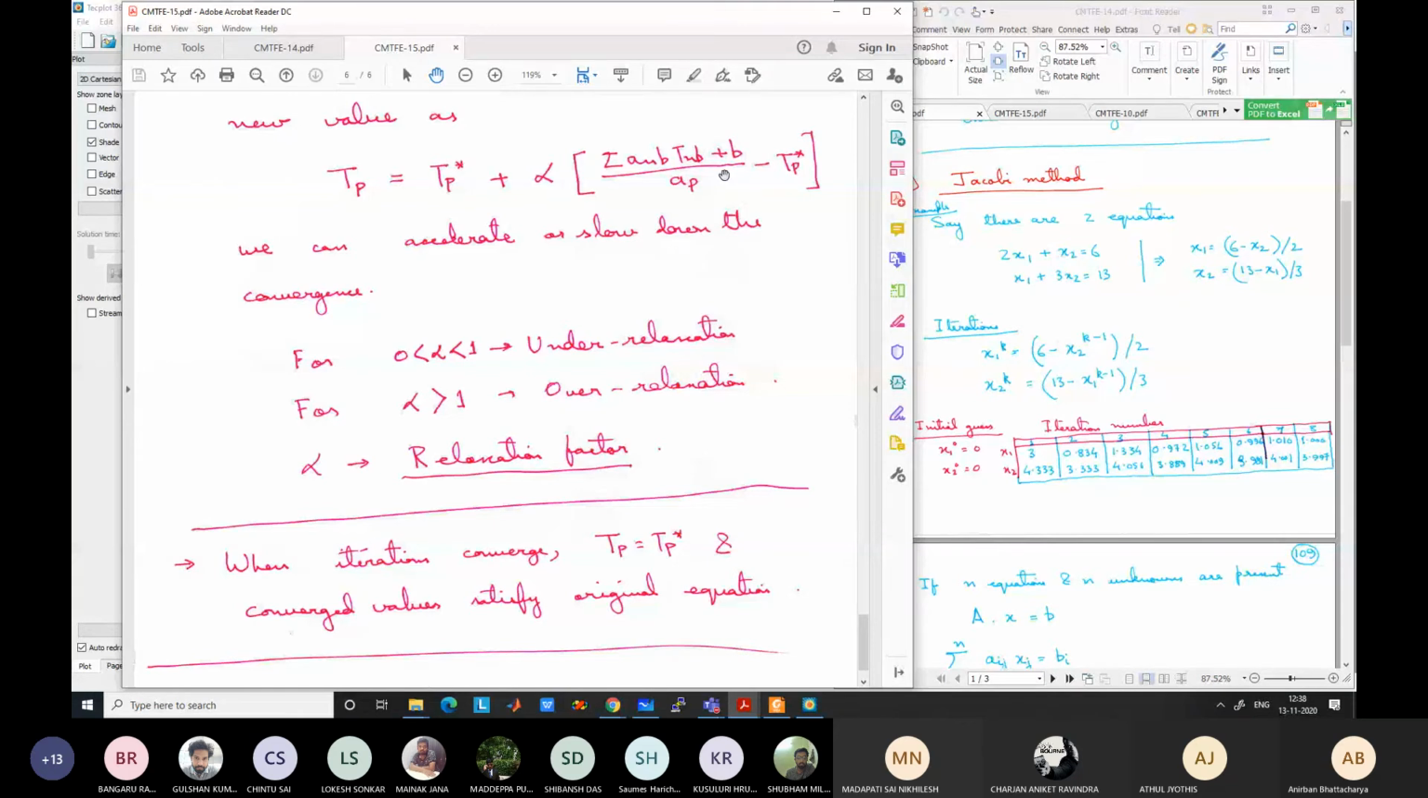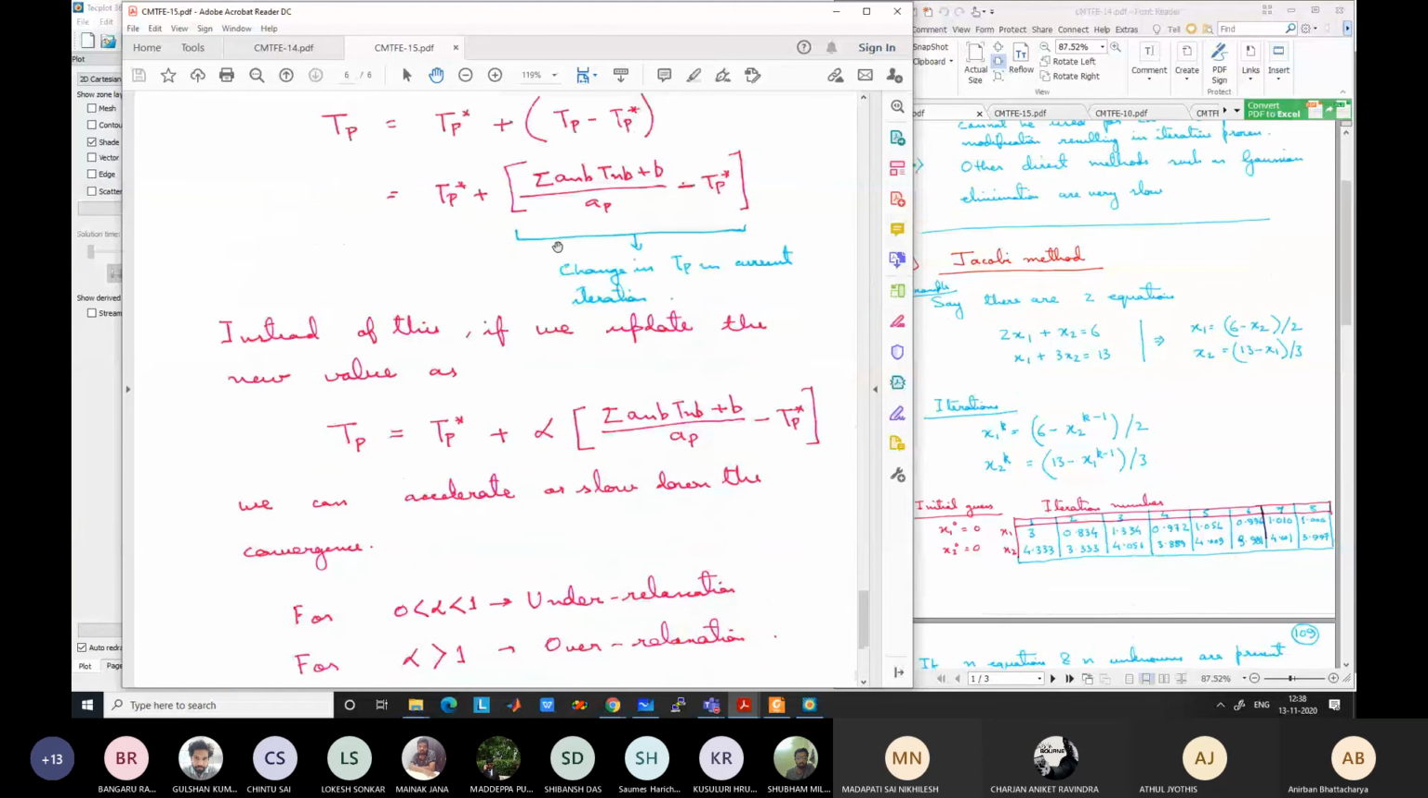So when the iterations converge, the values satisfy the original equation. Some might have asked that this is the original equation and I am modifying the equation, whether it is introducing some error or not. It does not introduce any error.